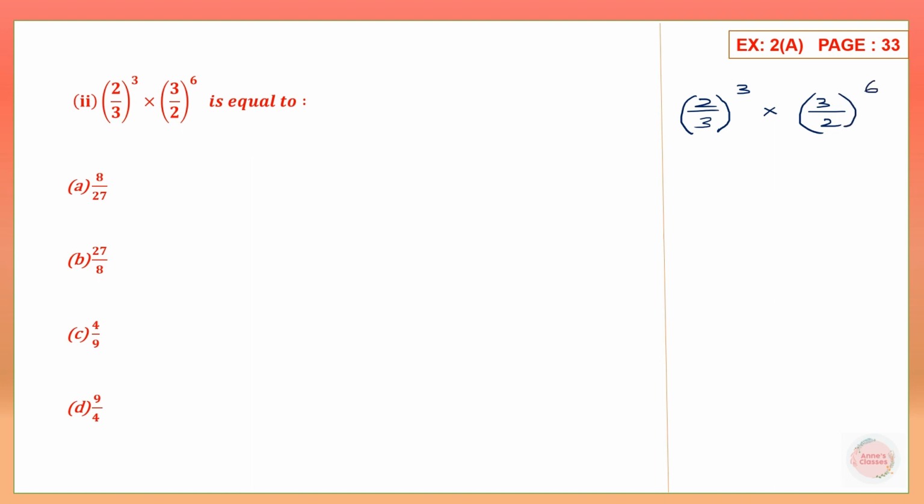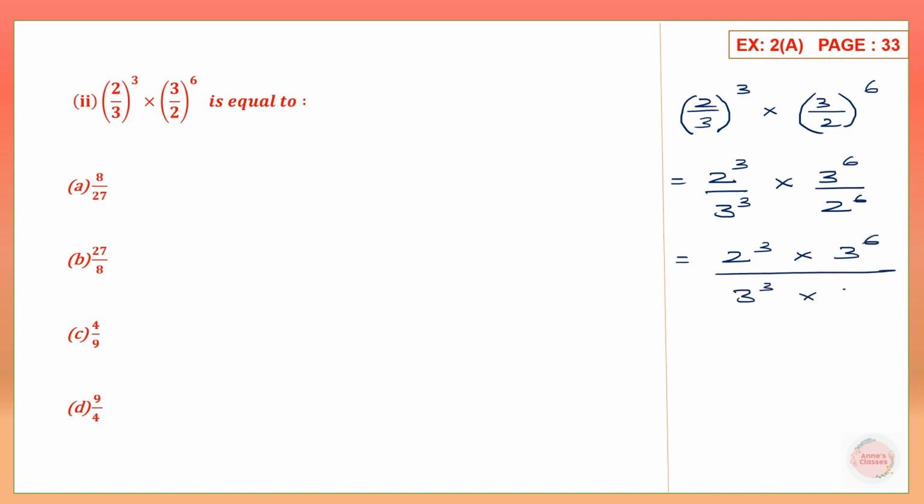So when we have a rational number like this that is raised to any power, remember 2 is raised to the power of 3 as well as 3 is raised to the power of 3. So let's just write that out like this. 2 to the power of 3 by 3 to the power of 3. Similarly, this side also will have 3 to the power of 6 by 2 to the power of 6. Now here let me write it all together. That is 2 to the power of 3 into 3 to the power of 6 by 3 to the power of 3 into 2 to the power of 6.